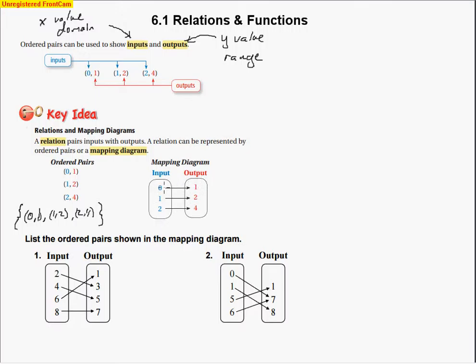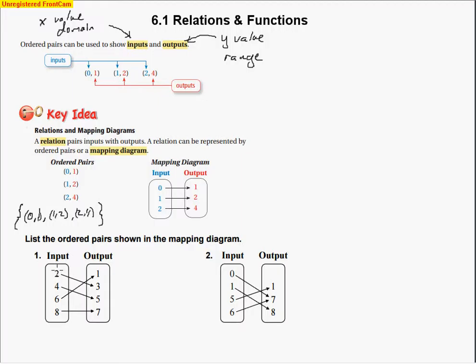Now we definitely know the outputs are 1, 2, and 4 because of the arrow right here. It goes from the 0 to the 1. What they're trying to convey is what the ordered pair is. So for the input 0, we get an output of 1, and that's what this ordered pair is, 0, 1. For an input of 1, we get an output of 2, so 1, 2. And for an input of 2, the output is 4. That's what we're going to be doing on these problems. It says to list the ordered pairs shown from the mapping diagram.